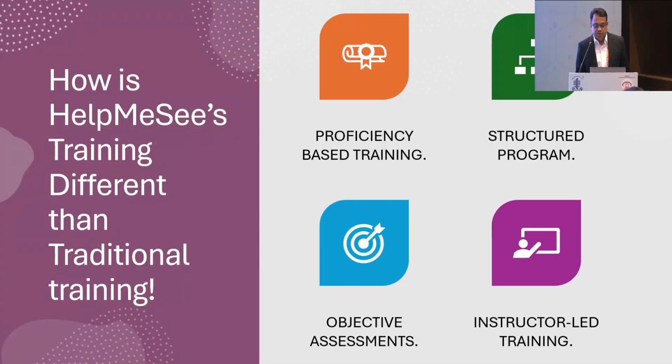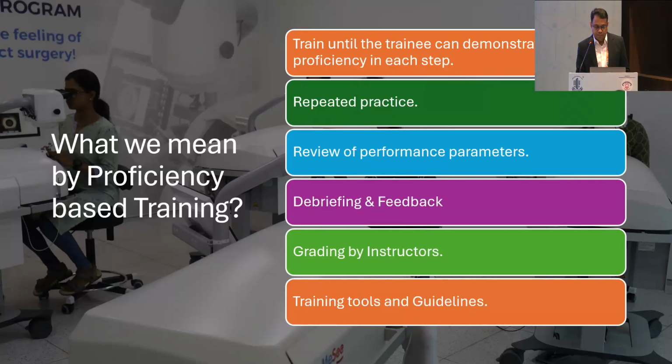How is Help Me See training different from traditional training? First of all, it's proficiency-based training. We have a structured program, we perform objective assessments on the simulator, and it is also an instructor-led program. By proficiency-based training, we mean that we train each trainee until the trainee demonstrates proficiency. So they have to do repeated practice, and we review their performance parameters.